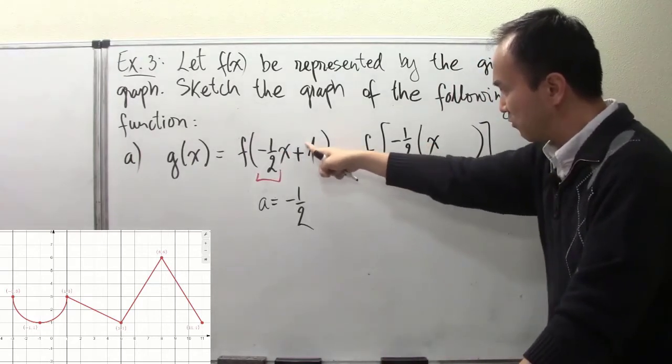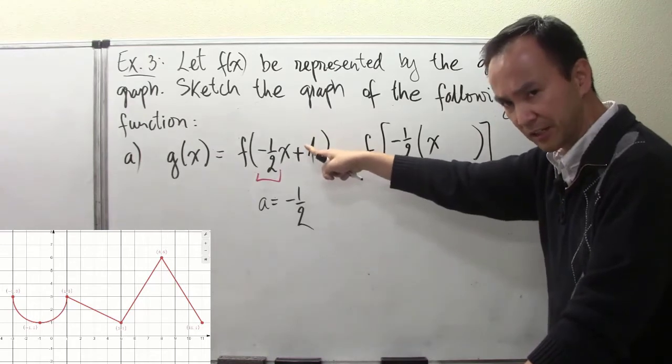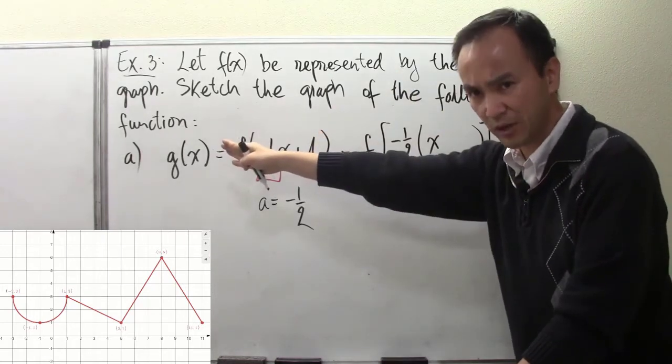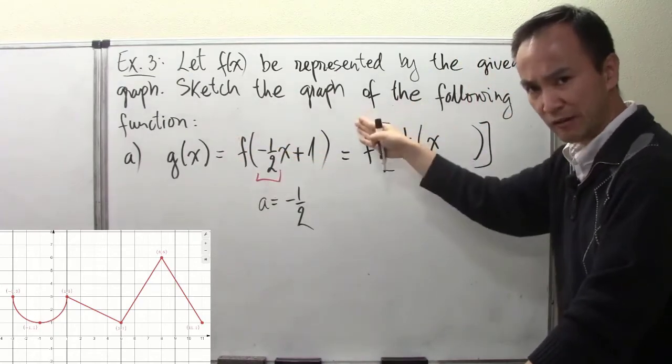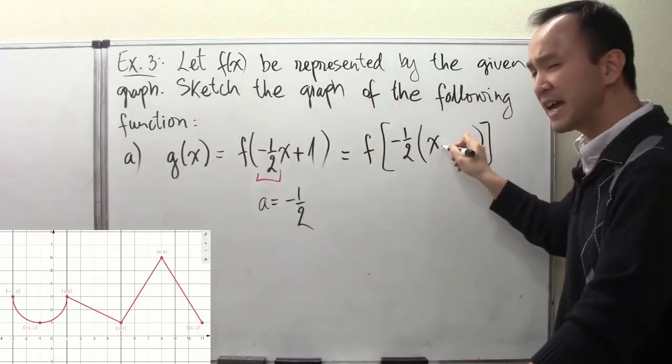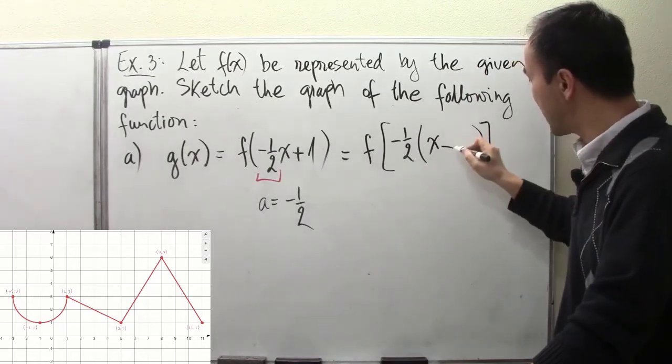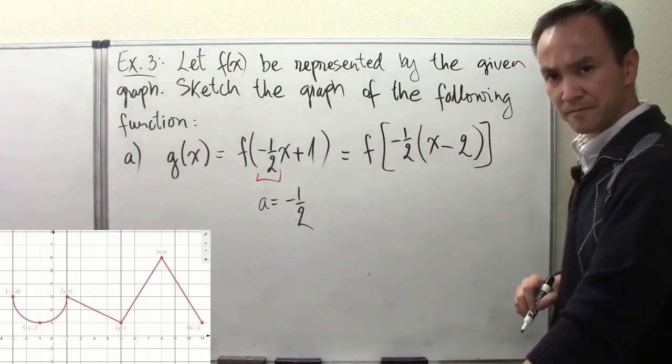But now think about this plus 1 right here, this term being a positive 1. If we divide away negative 1/2 because we pulled it outside the parentheses, then it becomes minus, and then negative, so minus 2 indeed. Okay?